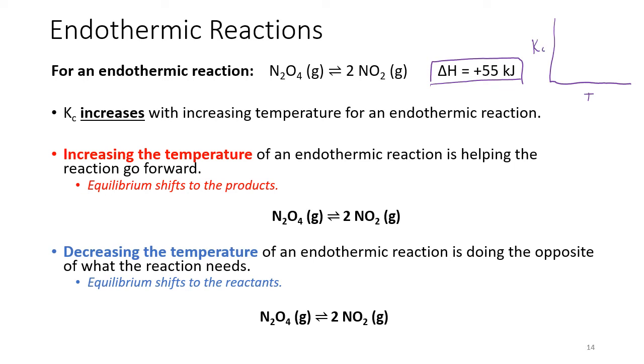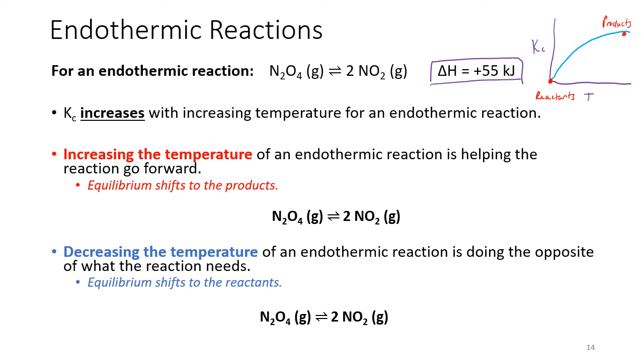And we would see that our trend is that as we increase the temperature, K sub C starts to go up. So at low temperatures down here, we have low values of K sub C. That's where our reactants are favored. And at high temperatures, we have high values of our equilibrium constant, which is where our products are favored.